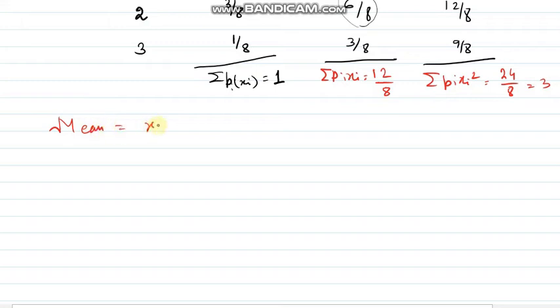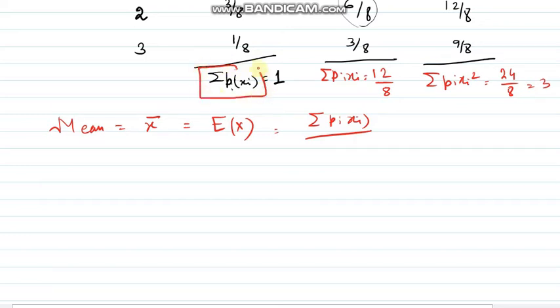Now what is the formula for mean? Mean we can write also as x bar. You can also write that as E(X), that will be summation pi xi. This is p of xi. Please be very careful, this is not pi xi. You can simply write summation pi or summation p of xi. This is summation pi xi divided by summation pi. If I take this as summation pi, so this will be 12 divided by 8 divided by 1. So if you simplify, you will get 3 divided by 2.